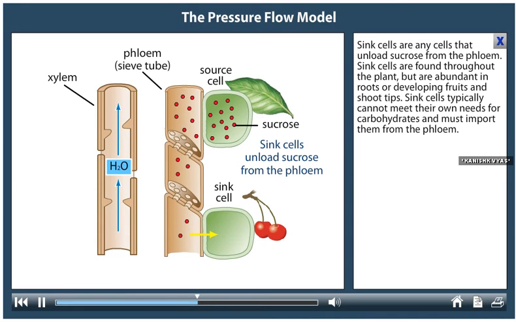Sink cells are found throughout the plant, but are abundant in roots or developing fruits and shoot tips. Sink cells typically cannot meet their own needs for carbohydrates and must import them from the phloem.